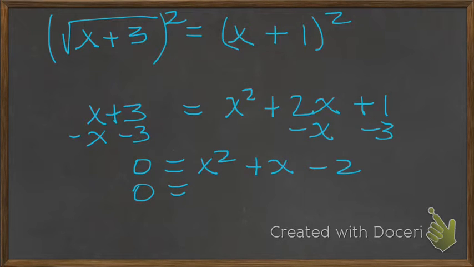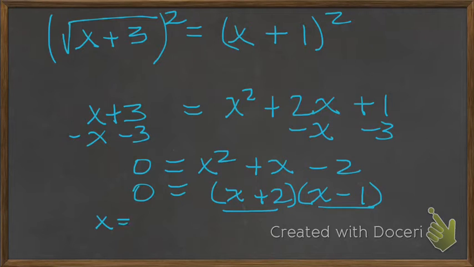I'll then take x squared plus x minus 2 and see if I can factor that. So that factors into x plus 2 times x minus 1. Now we'll use the zero product property, set each one of these factors equal to 0 and solve, and that'll give us x equals negative 2 and x equals positive 1.